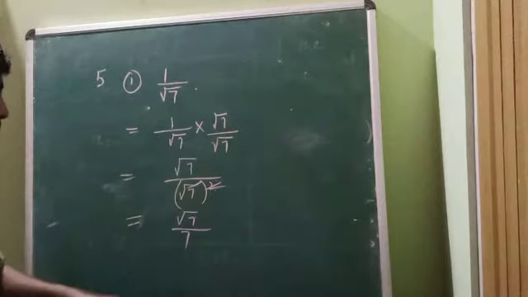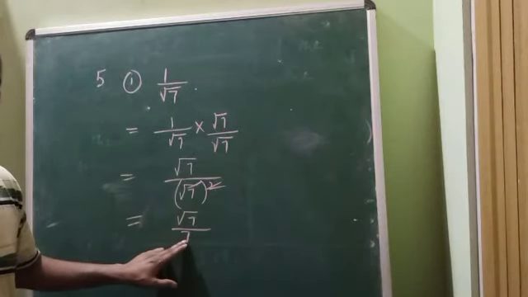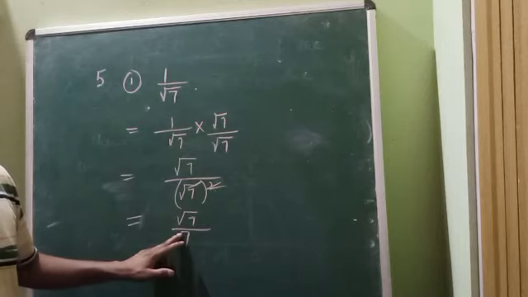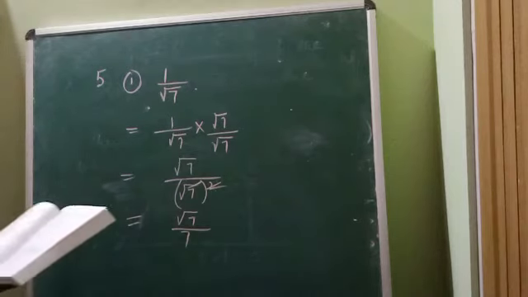Now see this one clearly. The denominator is 7 and it is what? Rational. Before it was irrational. So we made it rational. This is called rationalize the denominator. Next question.